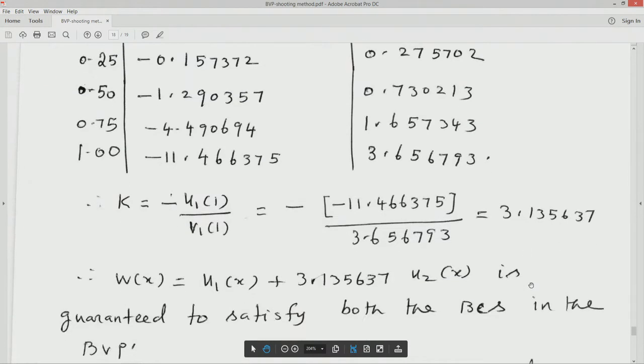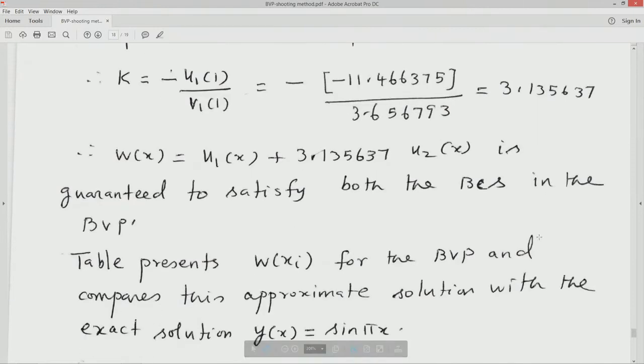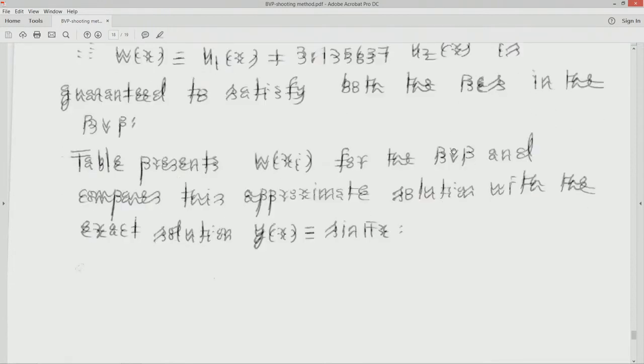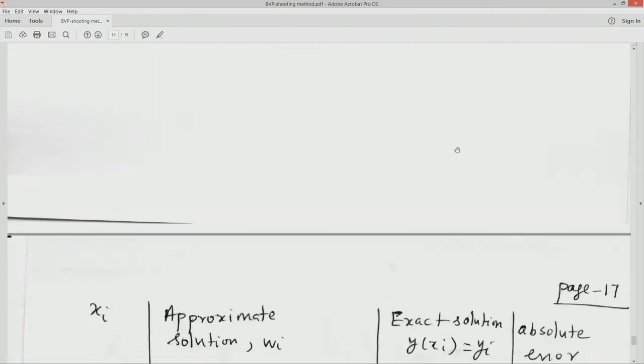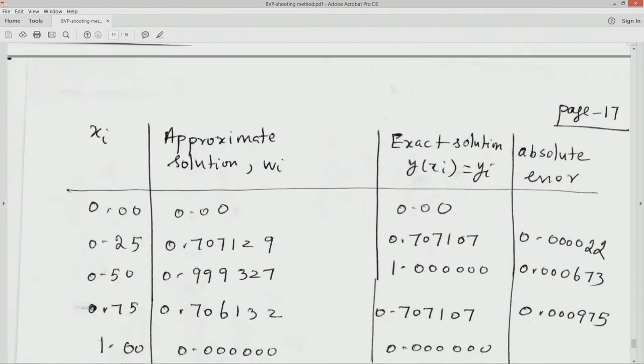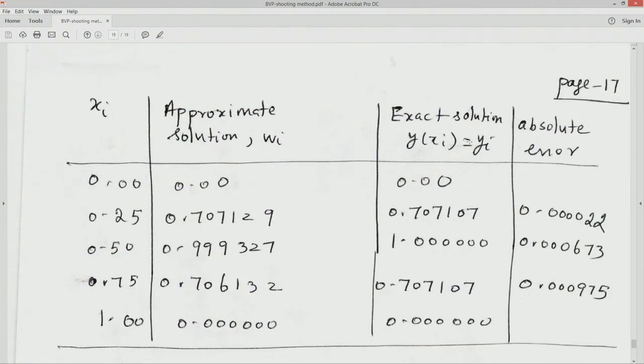Having determined k, what is the approximate solution to the boundary value problem? W of x is u1 of x plus k times v1 of x, and it is guaranteed to satisfy both the boundary conditions in the boundary value problem, because we have already discussed these details. The following table presents this approximate solution of the boundary value problem and the exact solution y of xi, and computes the absolute error.